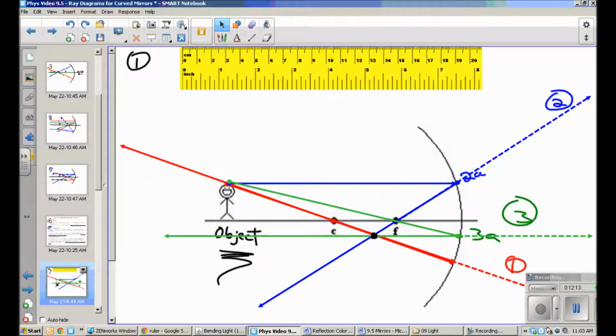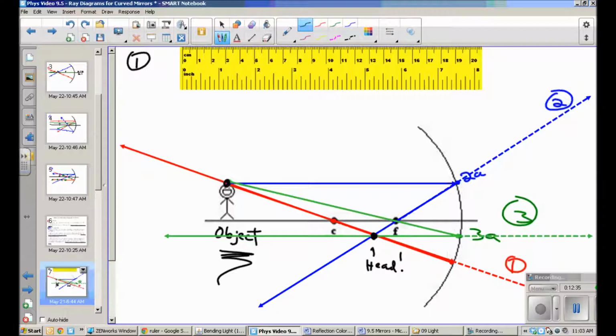Okay, so all of my beams started at the top of the object's head. That means the image is formed at the top of the object's head. Technically what I should do is repeat this process for every point on the man, but that's going to take forever. So this dot represents the top of his head.